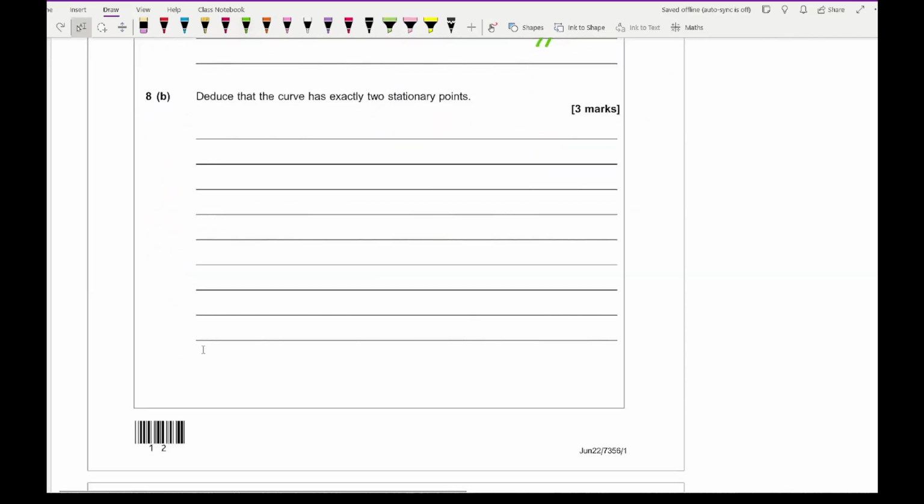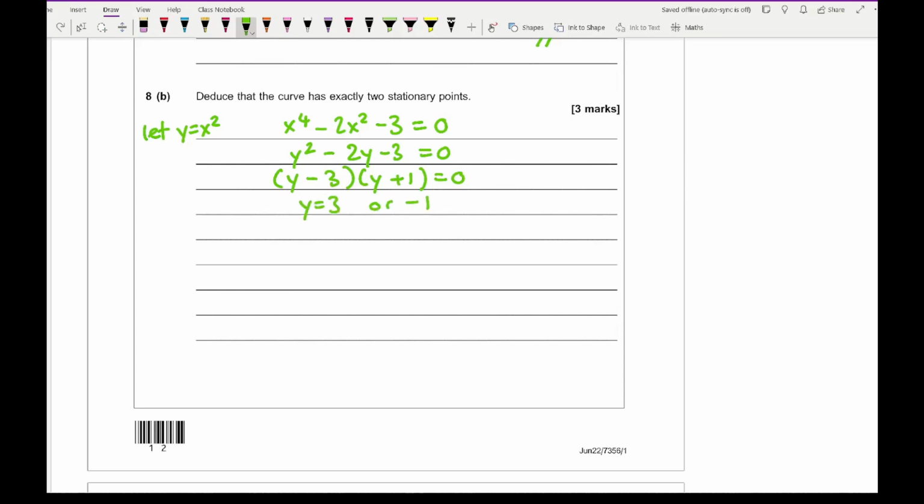Then moving on to 8b, it says deduce that the curve has exactly 2 stationary points. So if we start by letting y equals x squared, then x to the power of 4 minus 2x squared minus 3 equals 0 becomes y squared minus 2y minus 3 equals 0. Then I can factorise this: y minus 3, y plus 1 equals 0, so y equals 3 or minus 1. Now if I replace the x squared back in, x squared equals 3 or x squared equals minus 1.